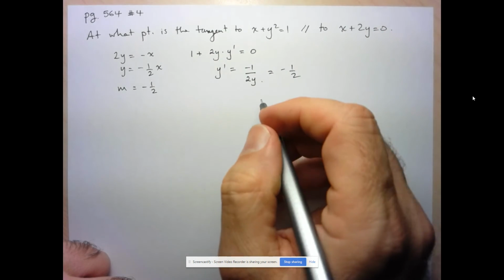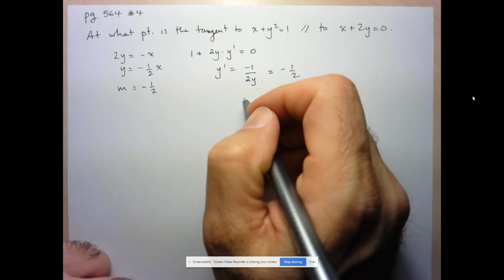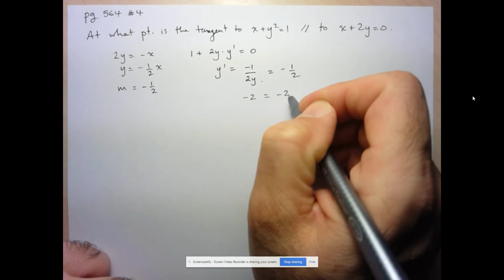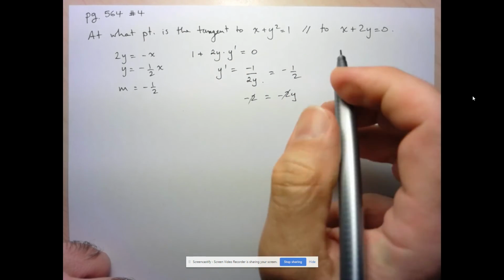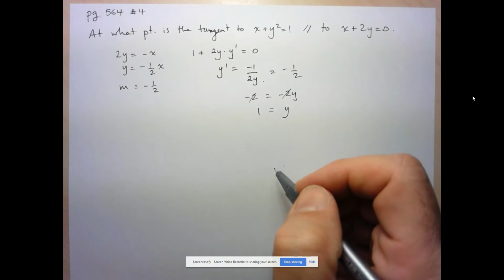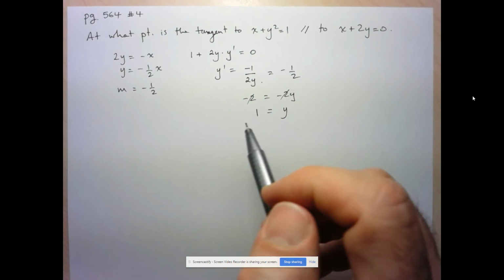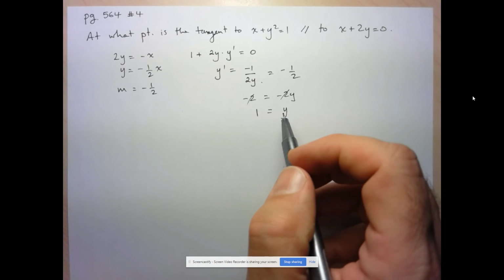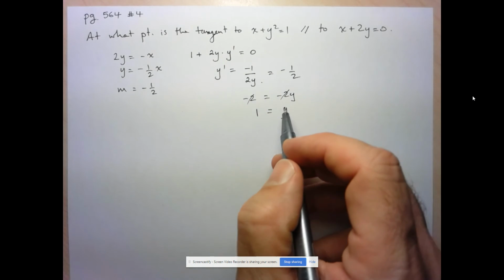All right, so we do a little solving here. We get negative 2 equals negative 2y. Divide both sides by negative 2, so y is equal to 1. But what they asked for is at what point the tangent is parallel to this line, and all we found here was the y value.